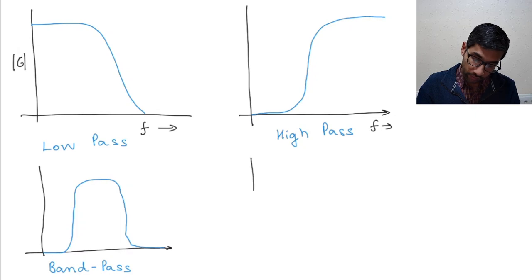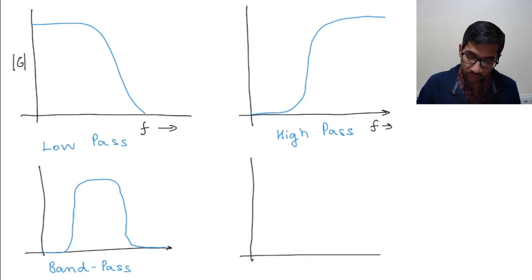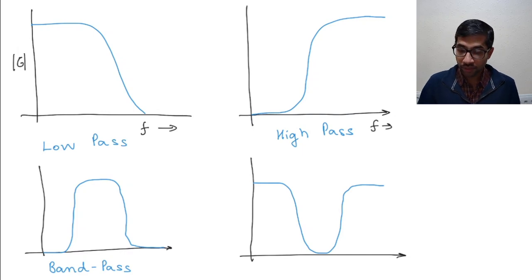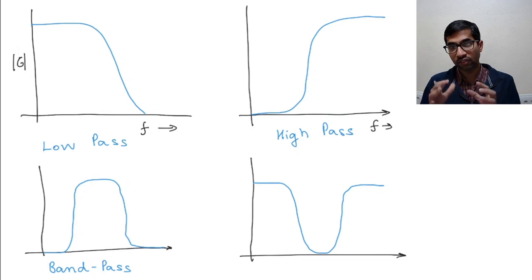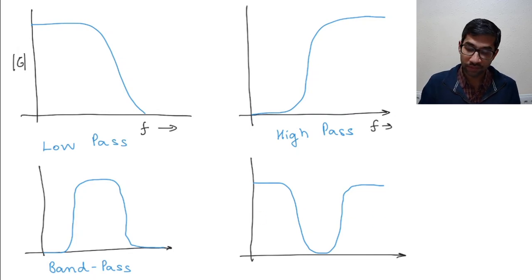And a similar kind of inverse of the band pass filter would be what is called a band stop filter, which is a high gain for all frequencies except a very small range of frequencies. So in this band of frequencies, the filter stops those frequencies while all the rest it passes through. So these kinds of filters are called band stop filters.